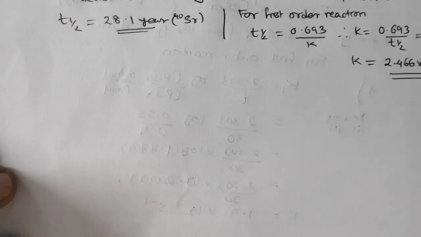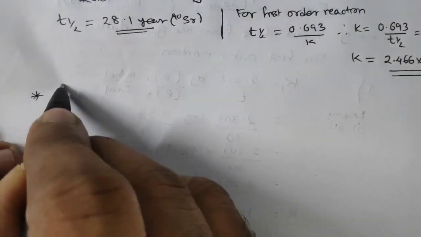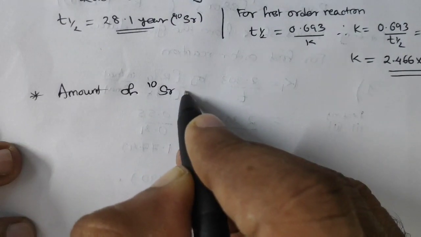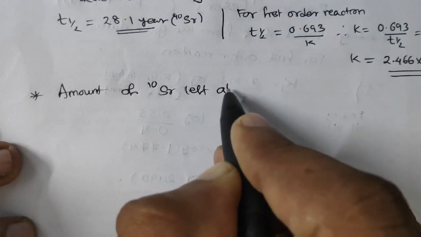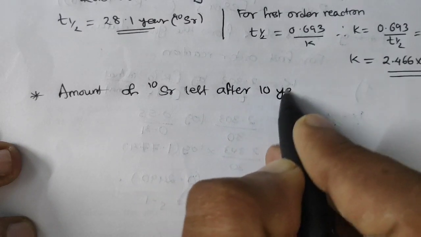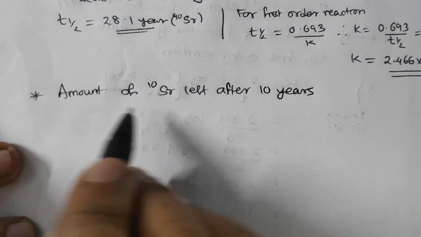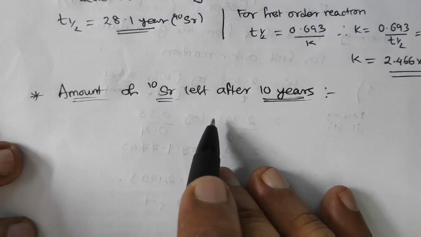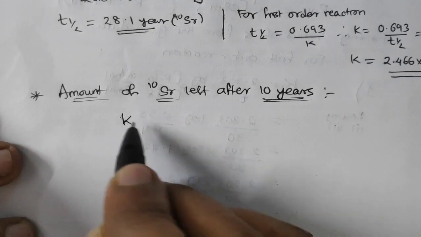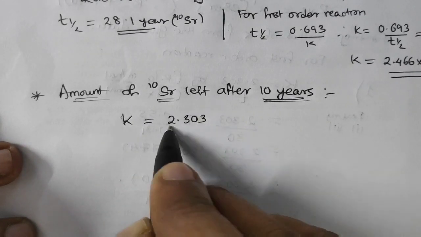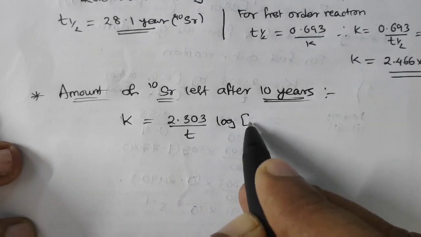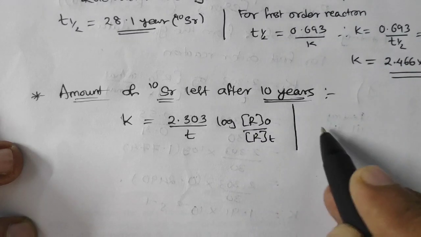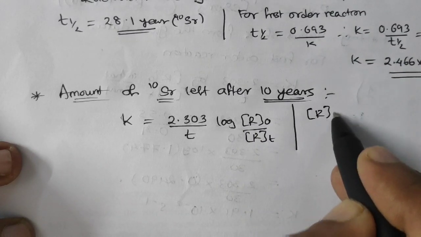Now the next part. The first question, you can write here: amount of SR90 left after 10 years. Because the newly born baby was affected with this radioactive substance, after 10 years how much strontium is left, that we are going to calculate. Now for first order we know the formula, K equals 2.303 by T log R0 by RT. First of all we have to see what is R0. Clear?